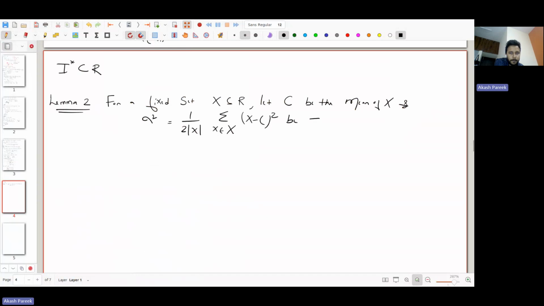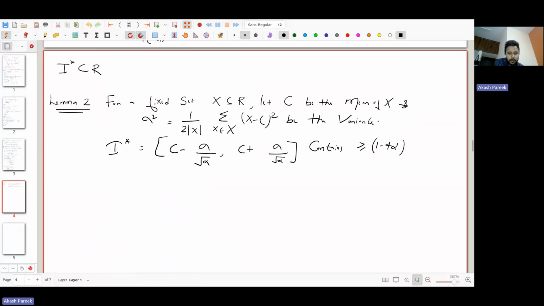Let this be the variance. Then there is an interval I star which is like C minus sigma by root alpha to C plus sigma by root alpha that contains at least 1 minus 4 alpha fraction of points of X. So this interval contains actually a lot of points. Let's prove this thing.